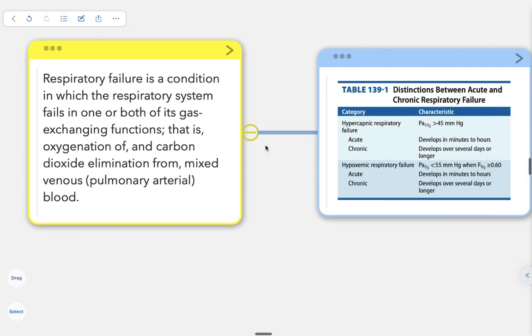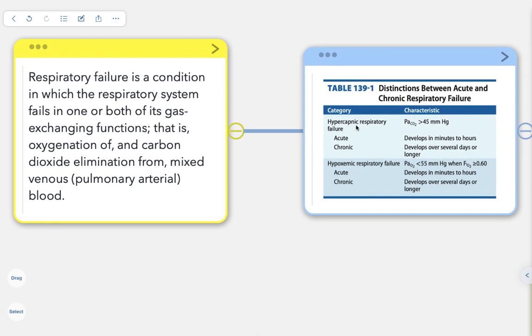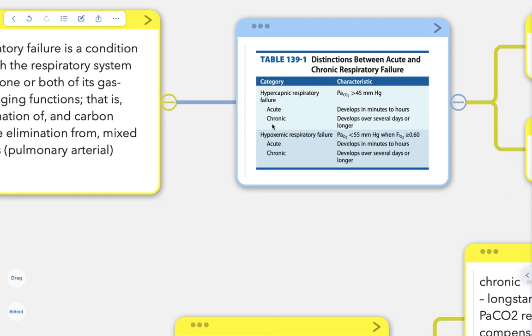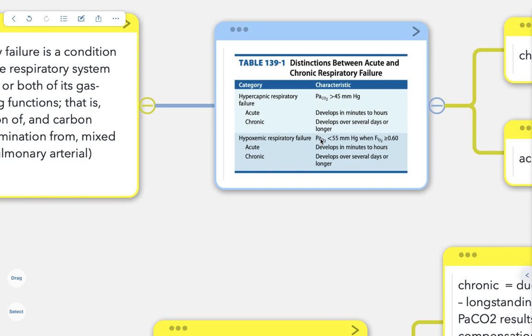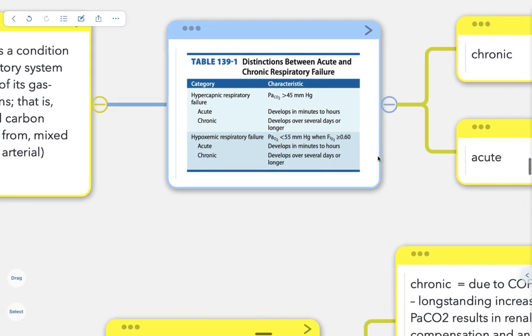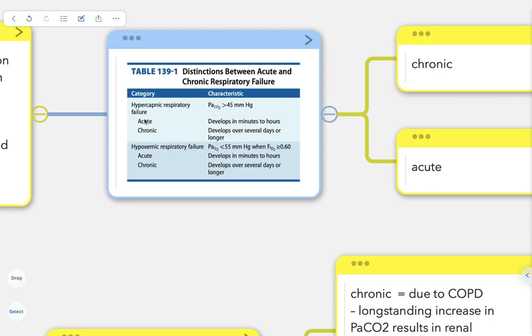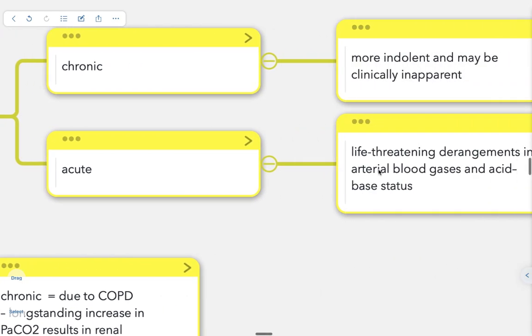the venous blood. Broadly speaking, we divide respiratory failure into two parts. We have hypoxemic respiratory failure and hypercapnic respiratory failure. By definition, hypercapnic is where the PaCO2, or the arterial CO2, is more than 45, and hypoxemic respiratory failure is a decrease in the arterial oxygen pressure to less than 55 when the FiO2 is more than or equal to 0.6. Each of these categories, hypercapnic and hypoxemic, can be divided into acute and chronic.